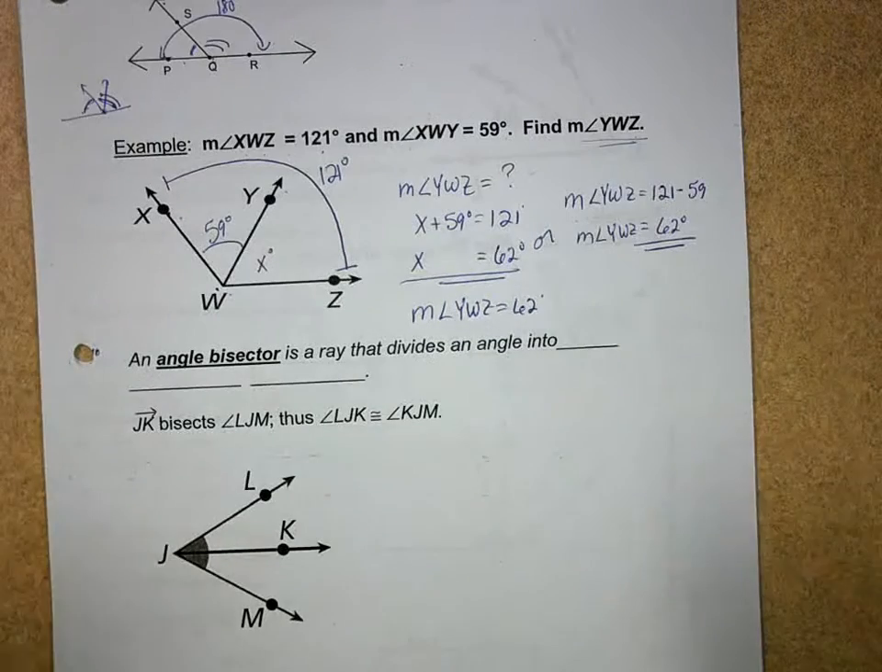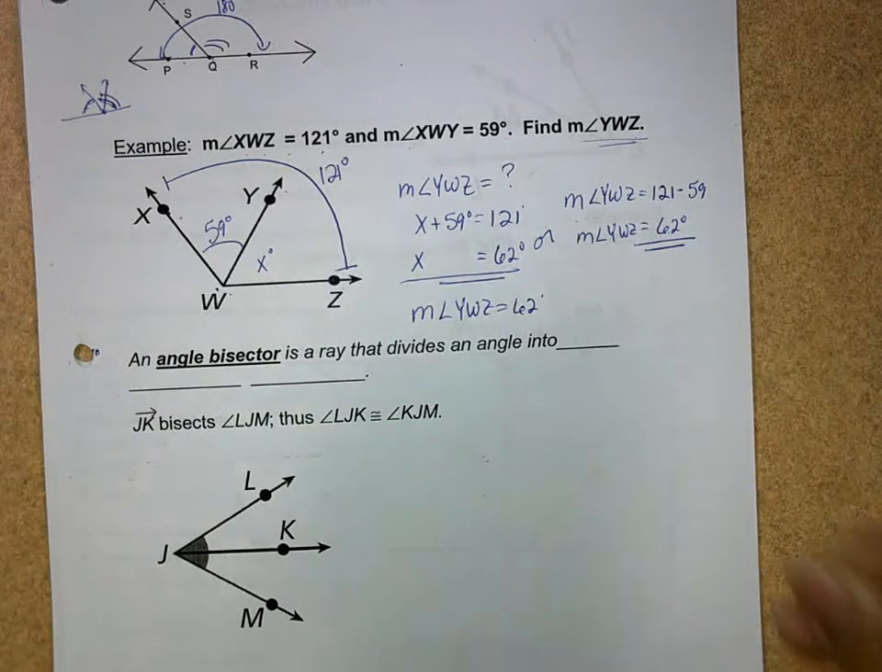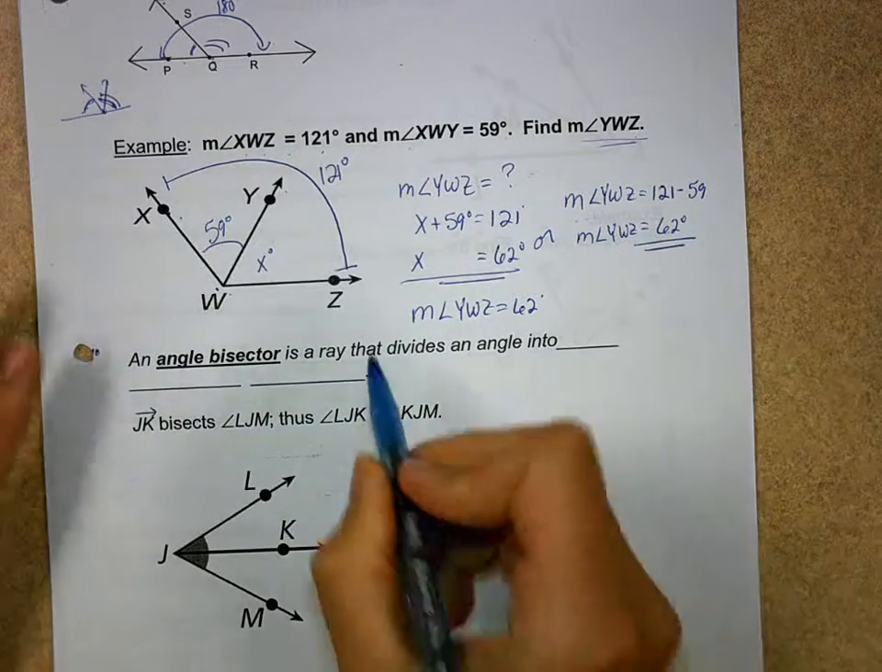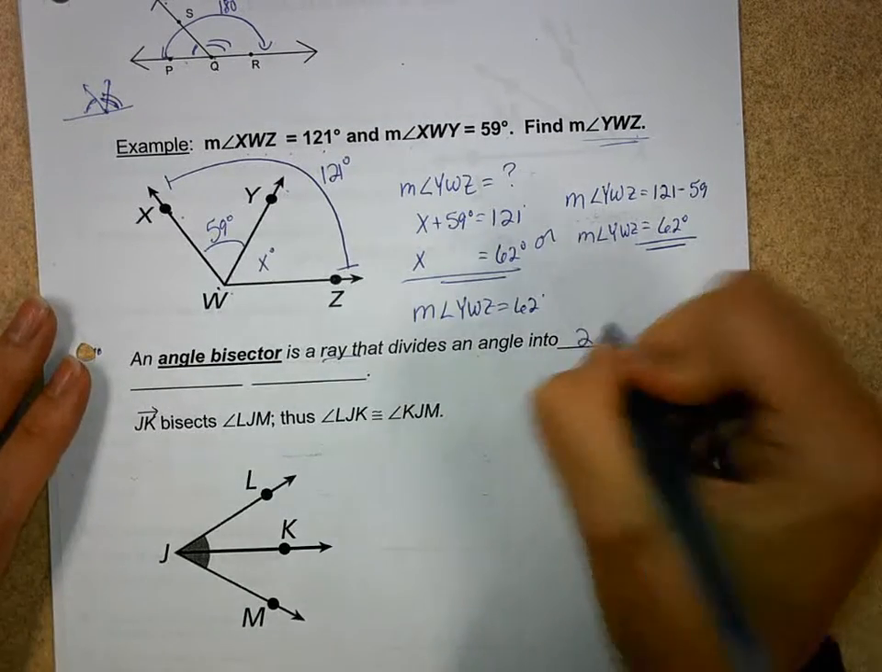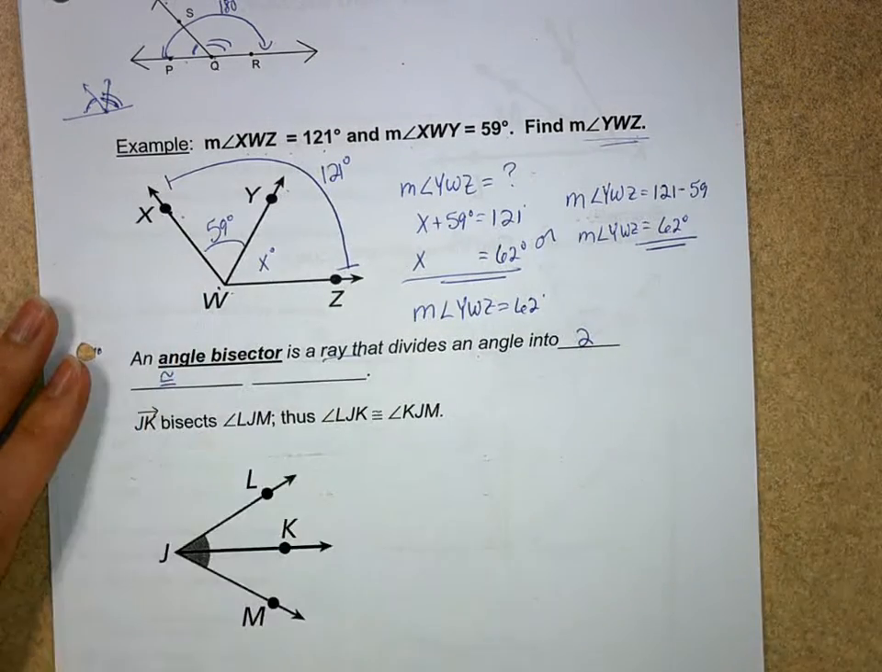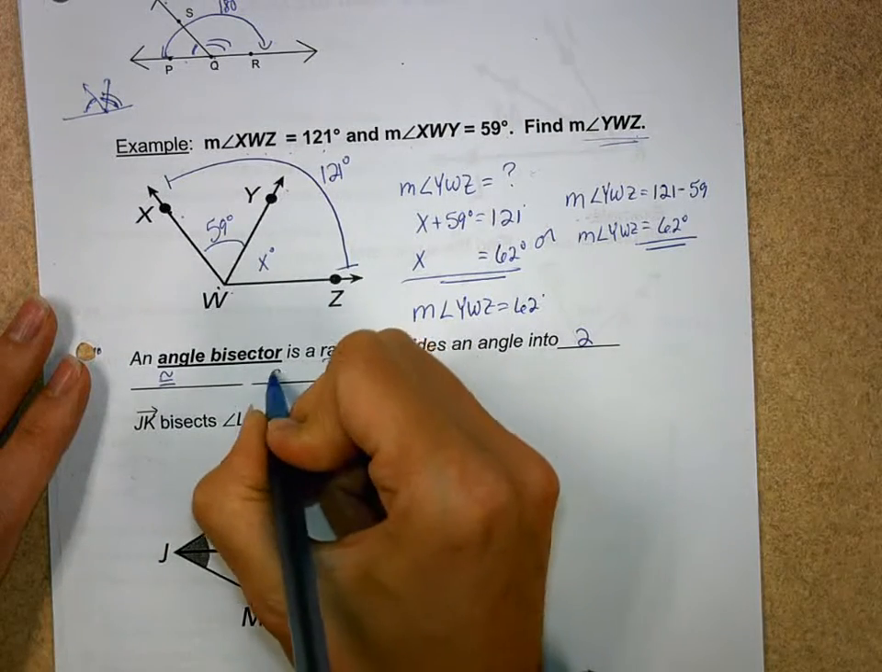Now, we're still going on with more information. So remember, we had a midpoint for a line segment. Remember, a midpoint divides a line segment into two congruent segments. So the angle bisector is like a sister relationship. This time, though, it's a ray that divides an angle into two congruent, and I'm going to use the congruent symbol this time, angles.